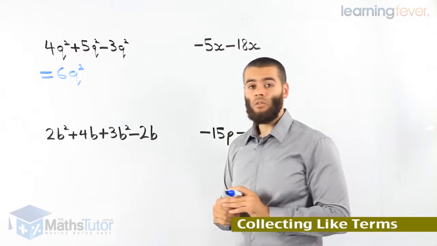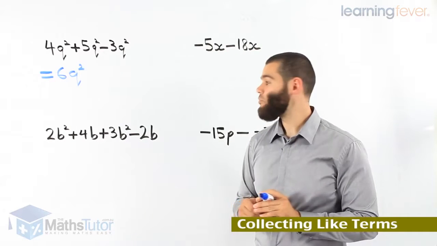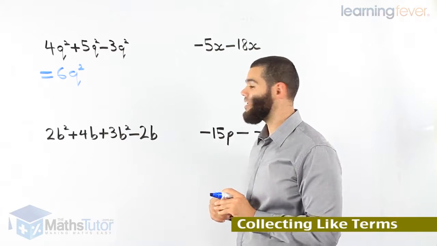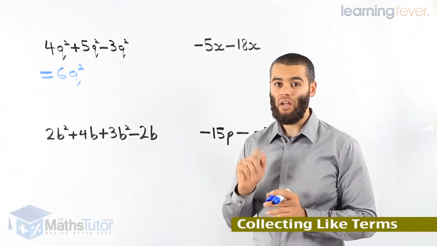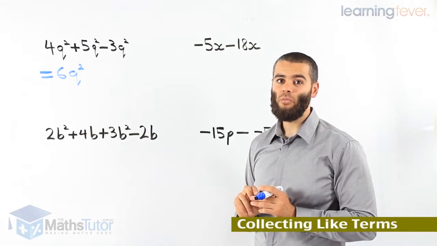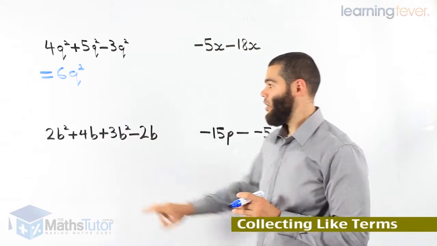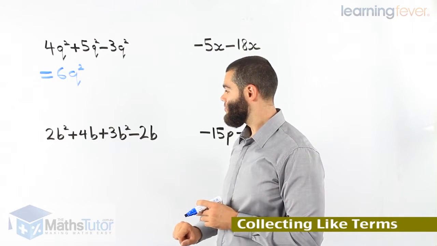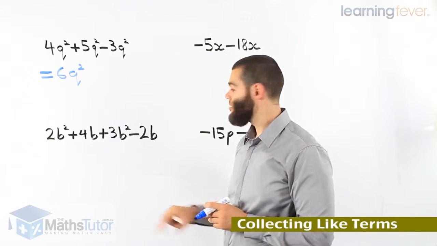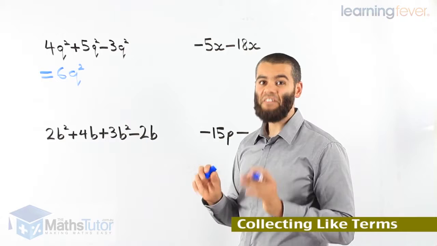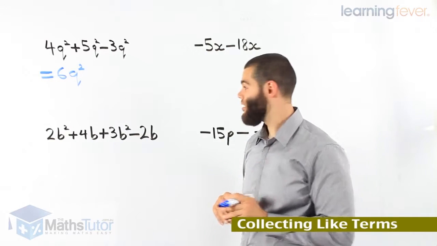Looking here, once again we look for like terms. 2b squared plus 4b plus 3b squared minus 2b. Hang on, what can you tell? We do have like terms, but at the same time we have terms that are different. 2b squared, 4b, 3b squared, and 2b. Where are the like terms? Let's connect them together first before we solve it.